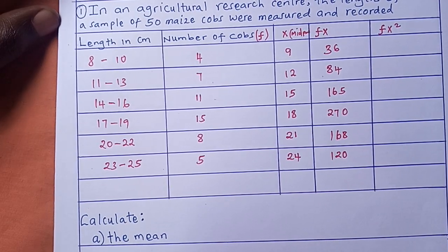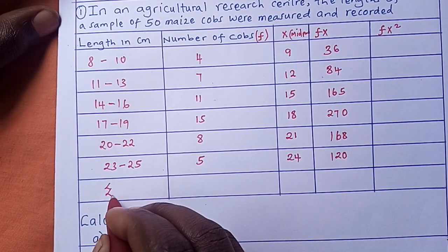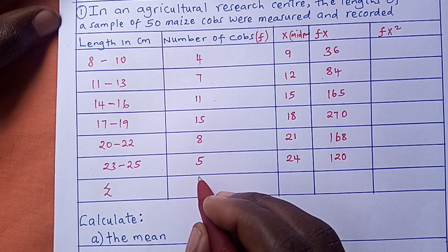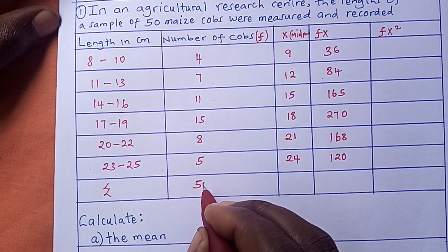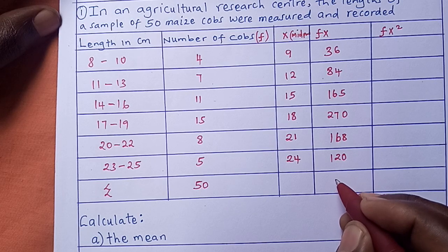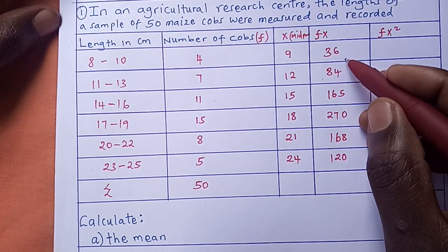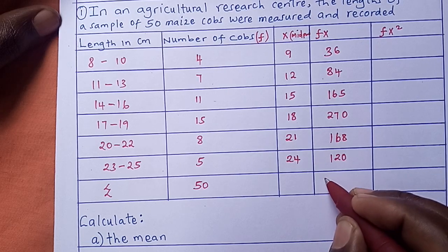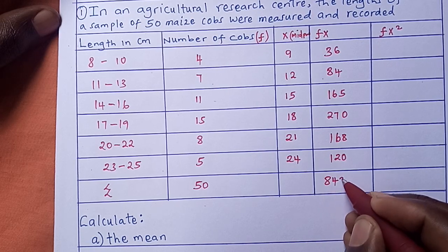What is remaining is to get the sum. The sum here is, in fact, we've been told, 50. Also here we get the sum. You add all these numbers, it is going to be 843.